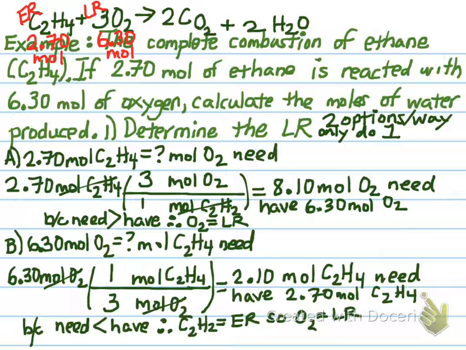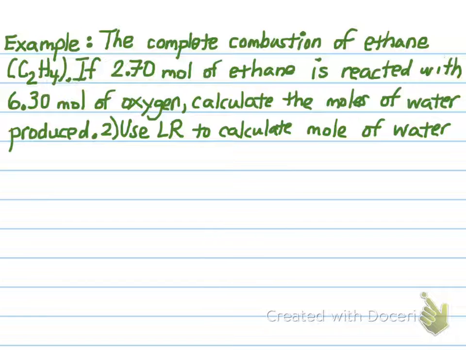So again, you'll never do both. I want you to have both on your outline to prove to you it doesn't matter which way you do it. You can do it one way, your friend can do it a different way. You'll still get the same limiting reagent. So now that we've done that, we actually haven't answered the question yet though, right? The question says the moles of water produced. So now we're ready to calculate the moles of water produced. So now we're going to use the limiting reagent to calculate the moles of water.